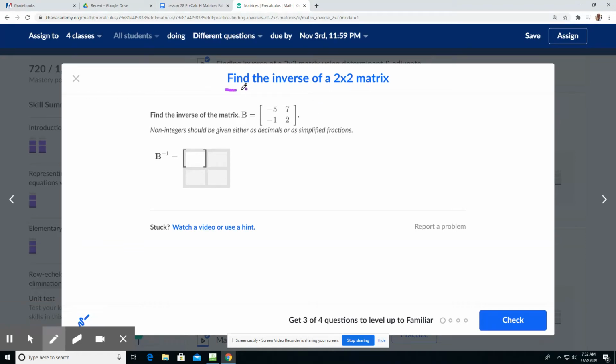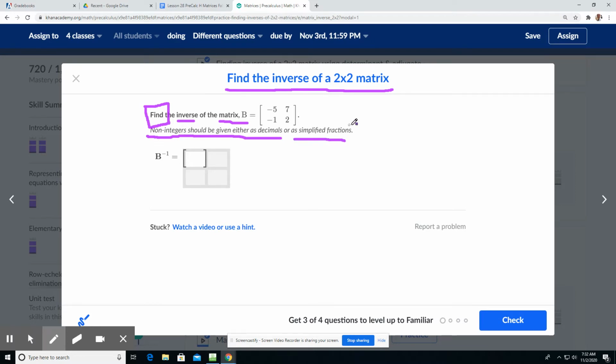We are finding the inverse of a 2 by 2 matrix. They're asking us to find the what? The inverse of the matrix that they're calling B. And here's our matrix here. And then it gives us some qualifiers that non-integers should be given either as decimals or simplified fractions.